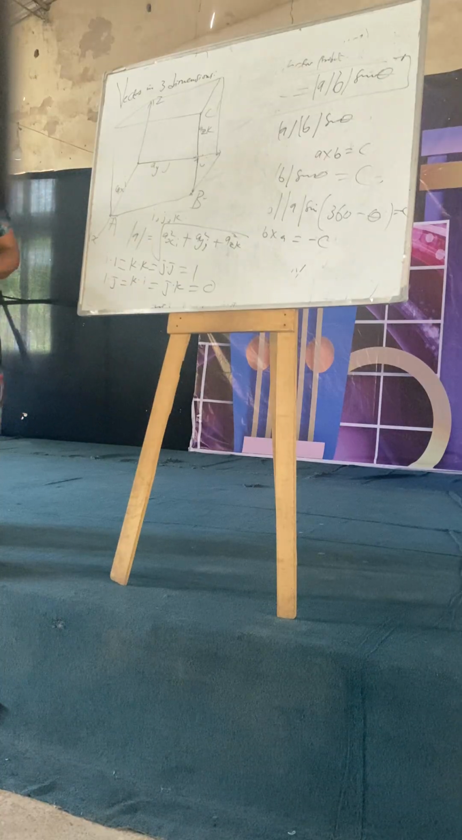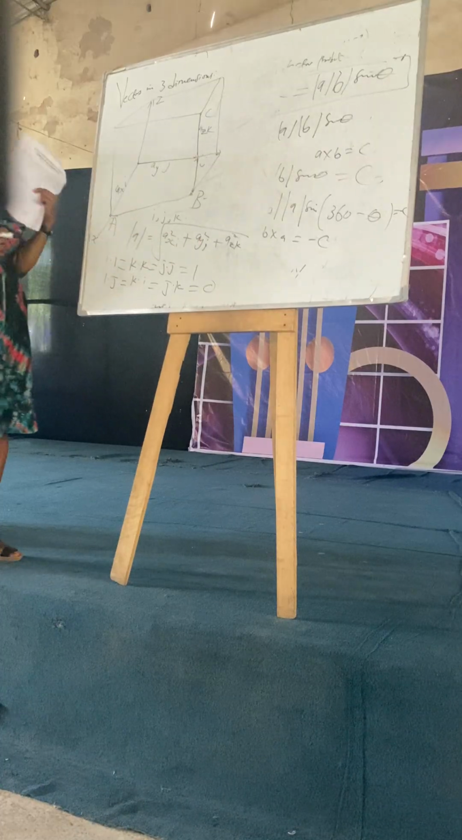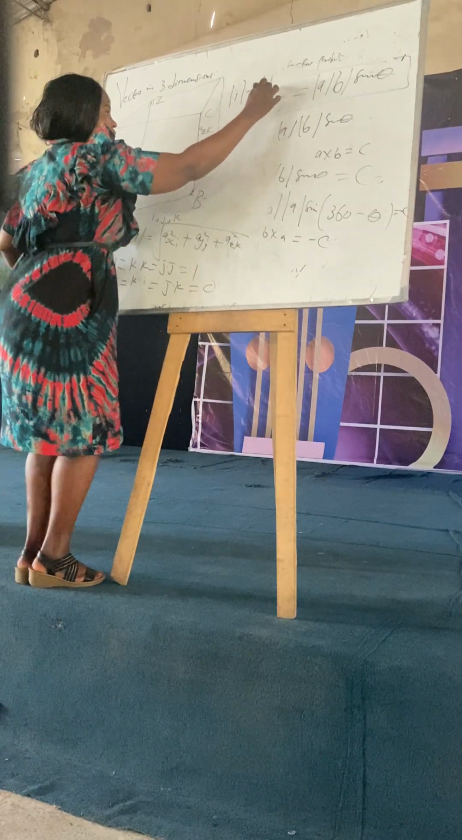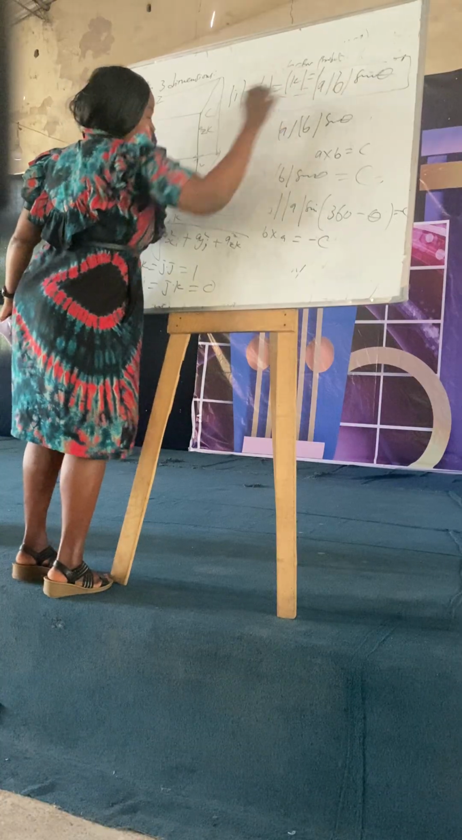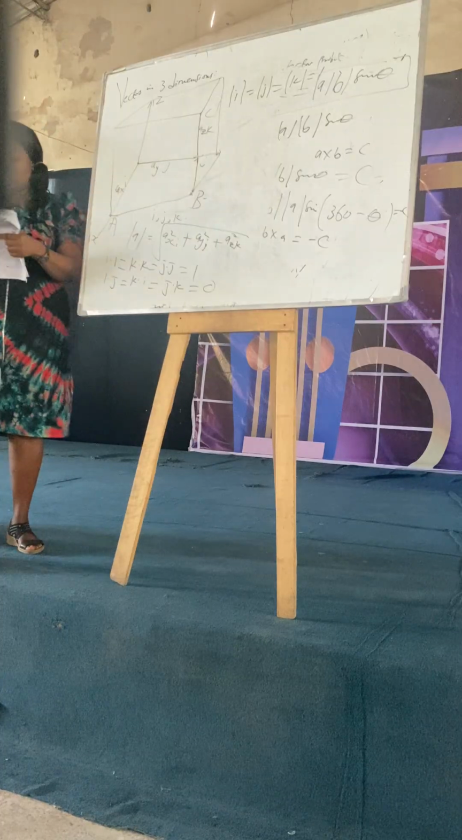Now, take note of this. These are the properties, or what you have to know about unit vectors. Unit vectors obey this law that I dot I equals J dot J equals K dot K is equal to 1. Meaning that I can say that the magnitude of I is equal to the magnitude of J is equal to the magnitude of K is equal to 1. But I dot J, because here they are perpendicular, is equal to 0. Take note of that. Very, very important.